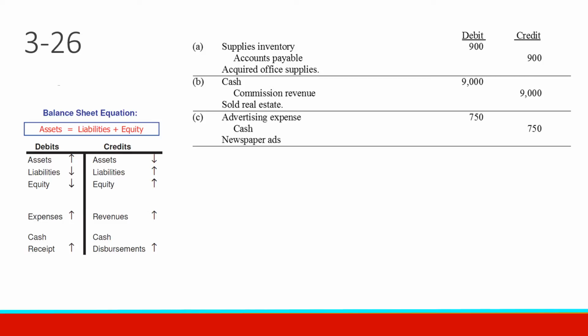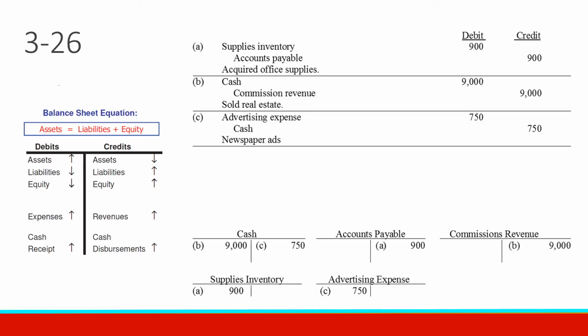Now we have journal entry C. The firm has paid $750 for newspaper ads. So cash has left the firm. So, right, that's a credit. The asset's gone down. And now we've recorded that as a current period expense of advertising, and expenses should be debited.